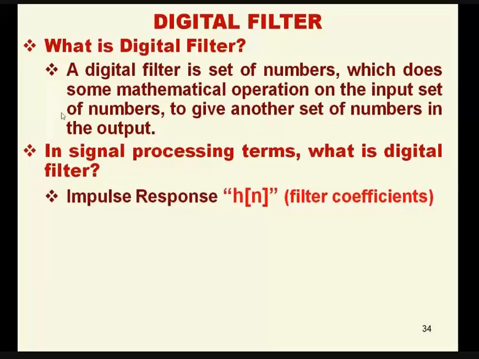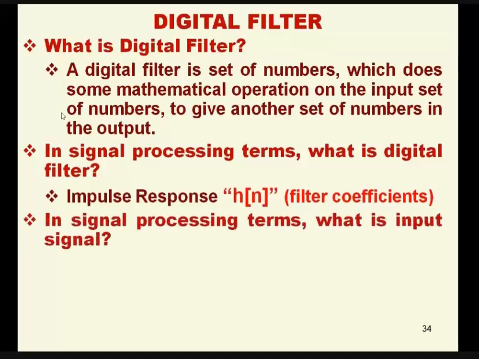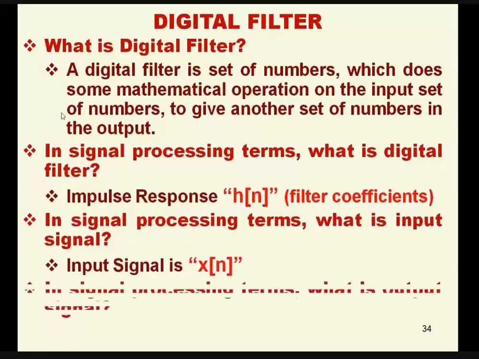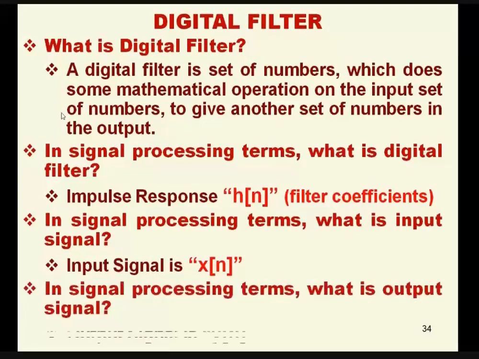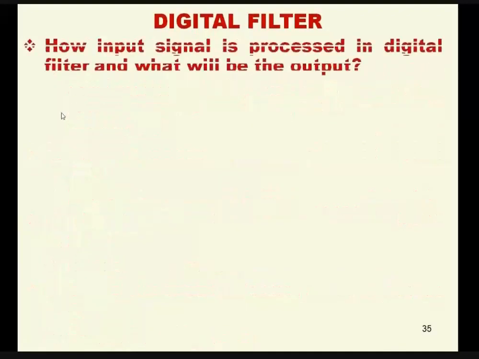It's fantastic, right? In signal processing terms, a digital filter is the impulse response h of n. Is h of n a filter coefficient? Yes, h of n is a filter coefficient. In signal processing terms, what is the input signal? That we know very well, which is x of n. What is the output signal? Which is y of n, as we all know. So the input signal is x of n, the output signal is y of n, and the filter here is h of n.